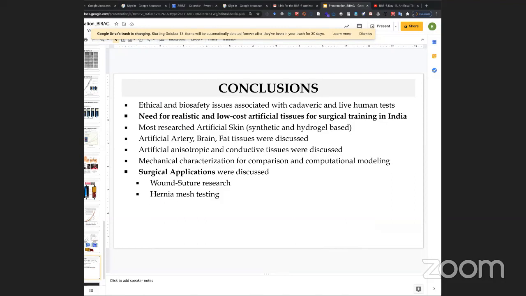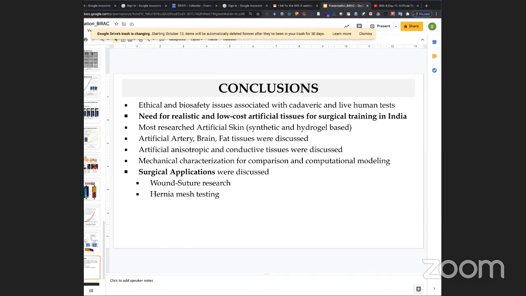So just to conclude what we learned from here, the major issue and why we need artificial tissues is that there are a lot of ethical and biosafety issues associated with cadaveric and live human tests. Live human tests are not ethical. I just cannot go up to a person and perform a surgery and say, this is what I have found out, let's make a product around it. That's not going to happen. And cadavers are very difficult to procure. You need a lot of regulatory approvals in the hospitals, and there are a lot of maintenance issues.